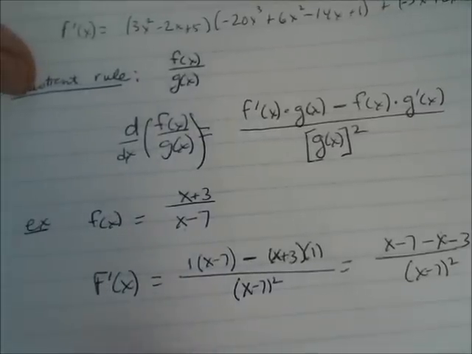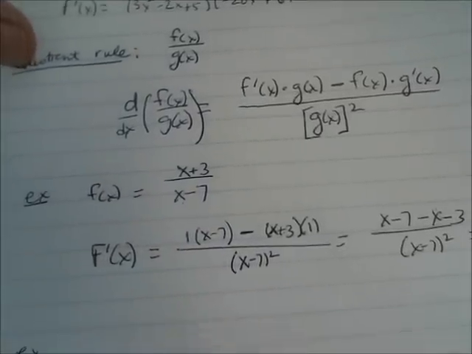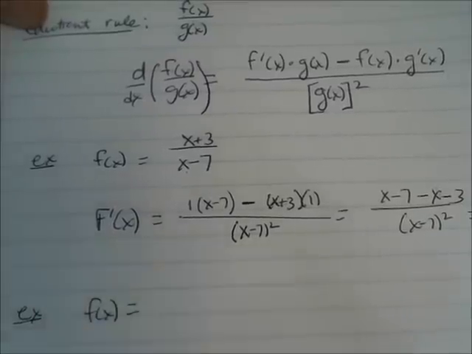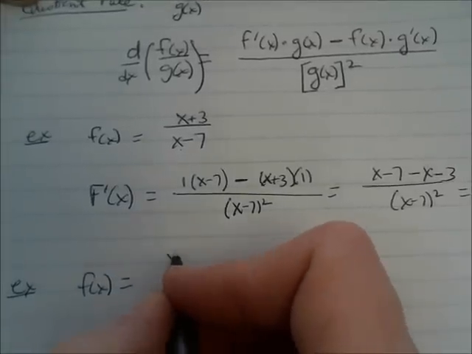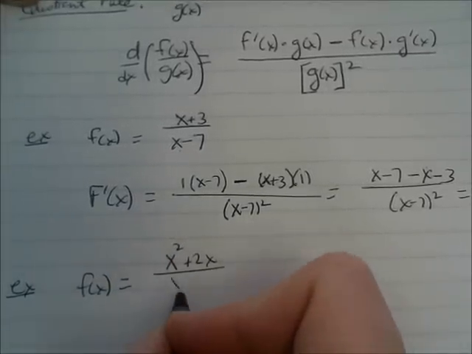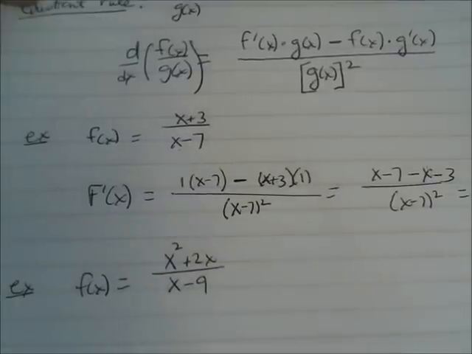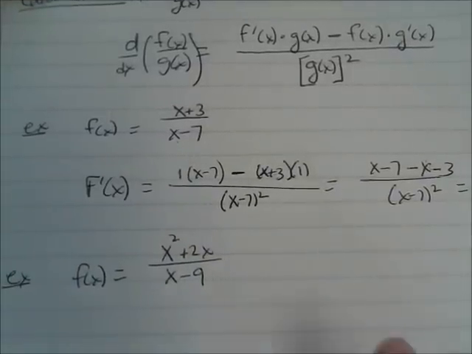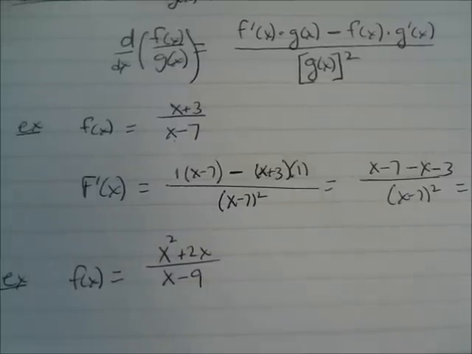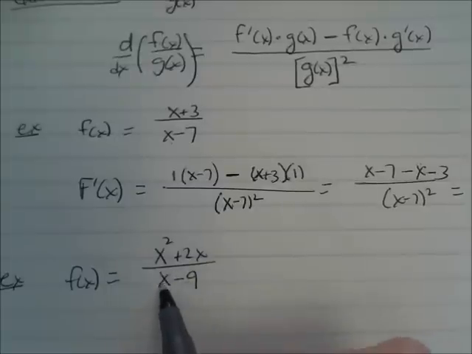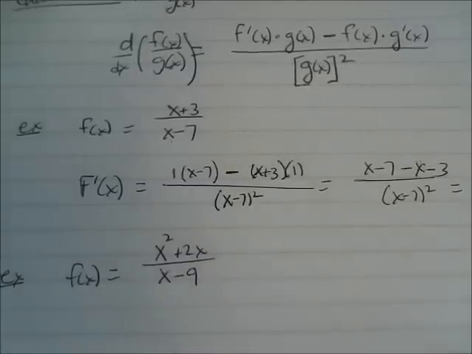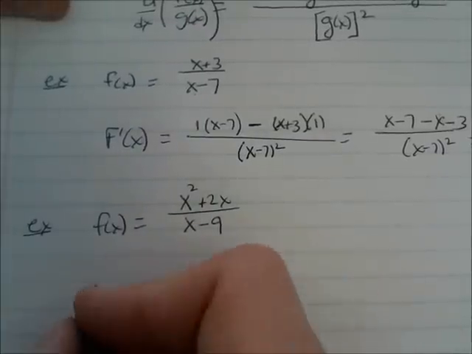Here's another example. Let's say we have f of x equals x squared plus 2x all over x minus 9. This can't be simplified at all. You could factor out an x in the top, but that's not going to do you any good. Again, you can bring the x minus 9 up to the top and call it x minus 9 to the negative 1. But let's use the quotient rule.